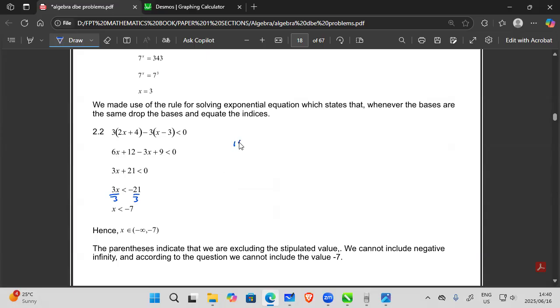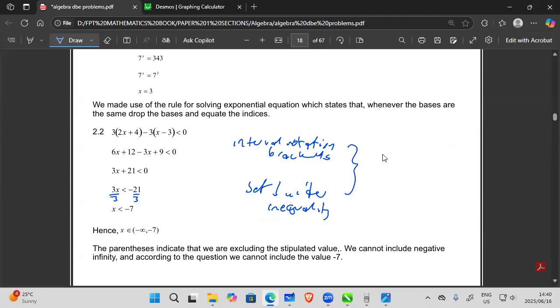When you're working with interval notation, there's interval notation and there's set builder. When you're working with interval notation, you're using brackets. When you're working with set builder notation, we're using inequality signs. And in both instances, the core of stating these sets is you want to state the max, the minimum, and any restrictions. That's it. That is all you got to remember. Max, minimum, any restrictions.